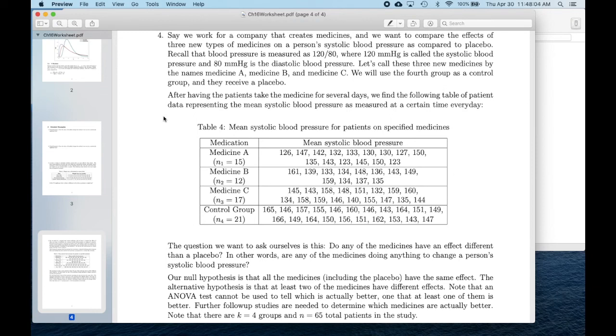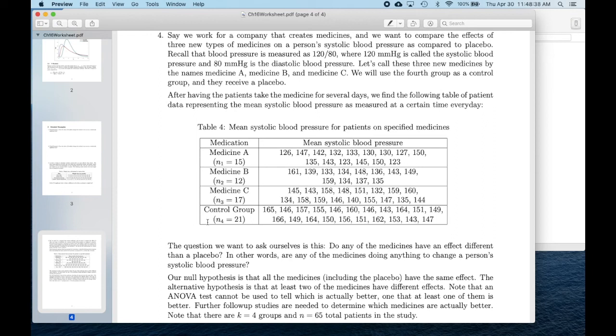Anyways, so what we want to do is look at these three medicines and compare them to placebo. And so what we've done is we've taken our patient data set and split them up into four groups. So we have the group that gets medicine A, medicine B, medicine C, and then there's a control group. They're not split equally for whatever reason. So there's 15 people that take medicine A, 12 that take medicine B, 17 that take medicine C, and then there's 21 in the control group. The control group is the one that gets the placebo.